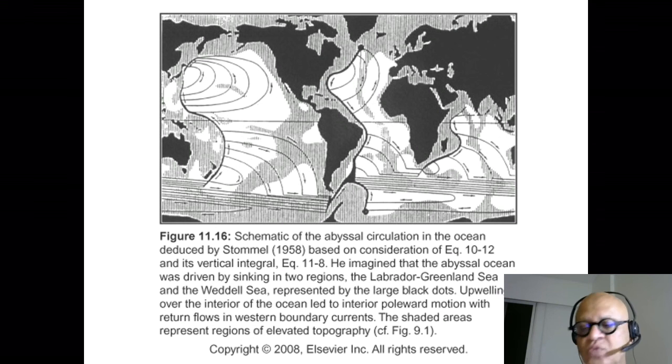Okay, so we will explain this further in the next podcast, and we will look up more about Henry Stommel, who was actually a giant in the field of oceanography and did amazing, amazing things, many, many things, as we will talk about him a little bit more in the next podcast.